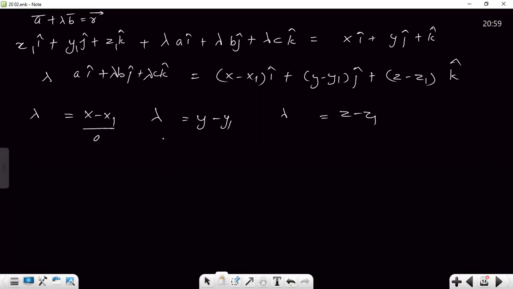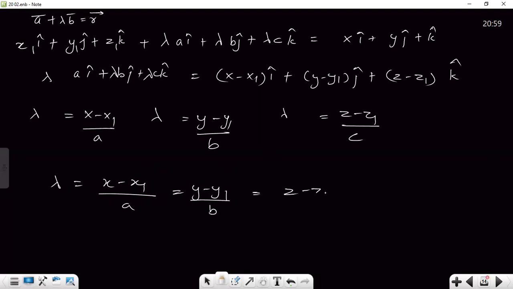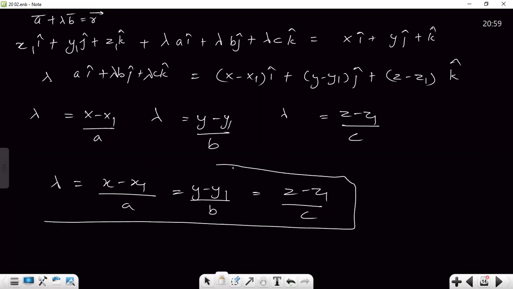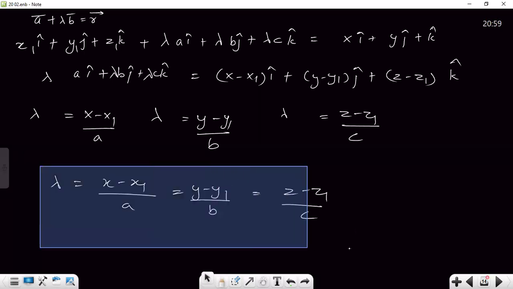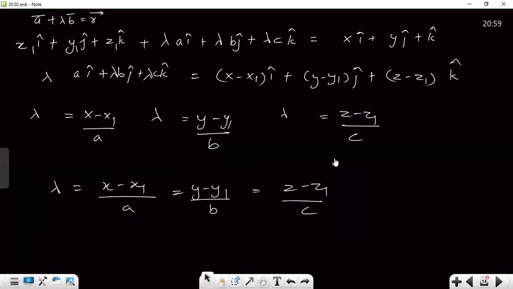So we'll bring the a, b, c onto the right hand side, so it's all equal to lambda. So I can write lambda is equal to x minus x1 divided by a, is equal to y minus y1 divided by b, is equal to z minus z1 divided by c. And this is the equation of a straight line in Cartesian form.